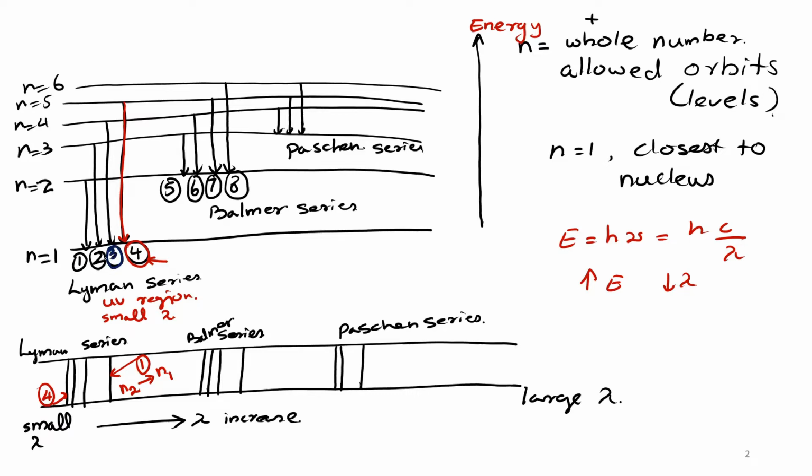Now the spectral line number 3, you can relate that to this transition. And the spectral line number 2, it's that transition. So what is the spectral line number 2? It is from N3 to N1. And the spectral line number 3, that is from N4 to N1. So you can identify them like that.